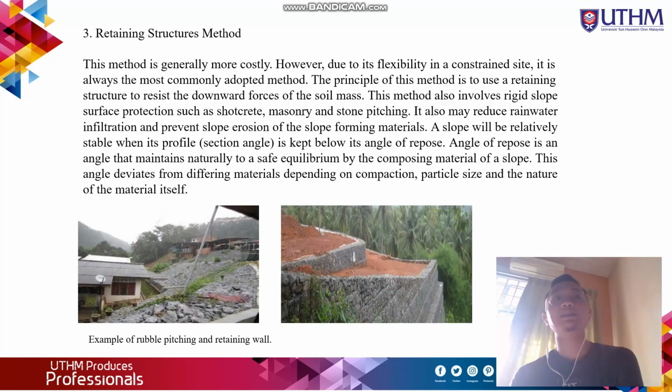Last but not least is retaining structures method. This method is generally more costly. However, due to its flexibility in a constrained site, it is always the most commonly adopted method. The principle of this method is to use a retaining structure to resist the downward forces of the soil mass. This method also involves rigid slope surface protection such as shotcrete, masonry and stone pitching. It also may reduce rainwater infiltration and prevent slope erosion of the slope-forming materials.